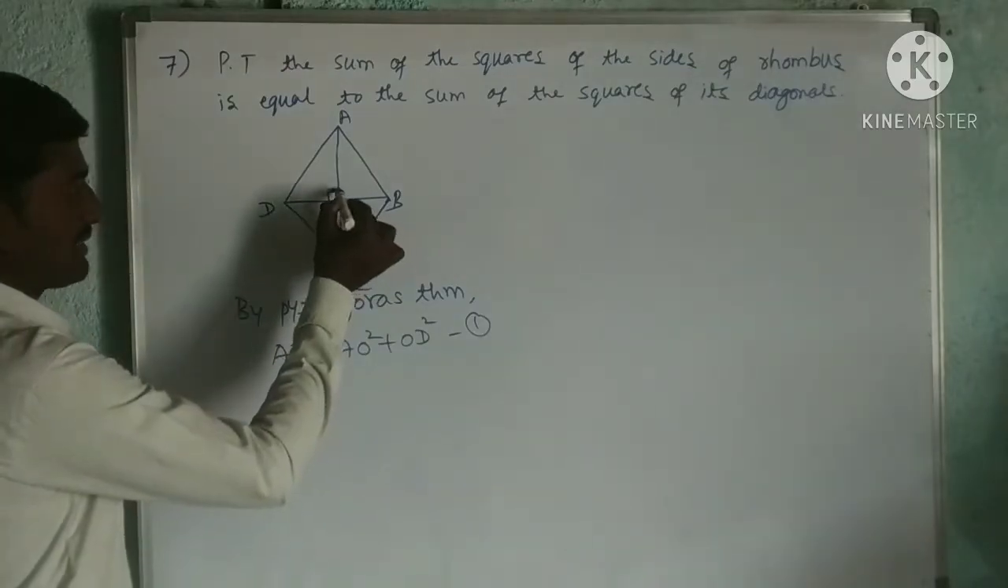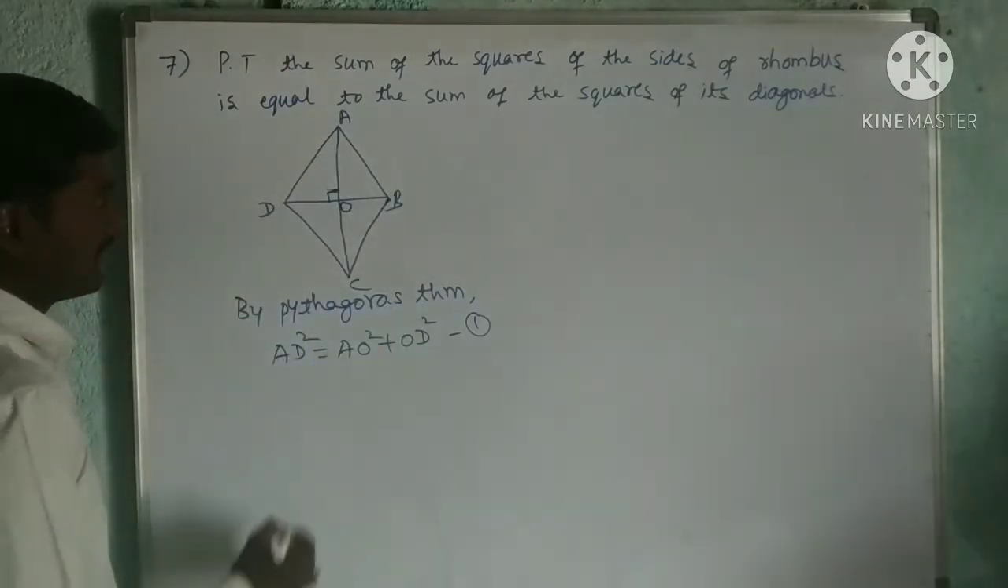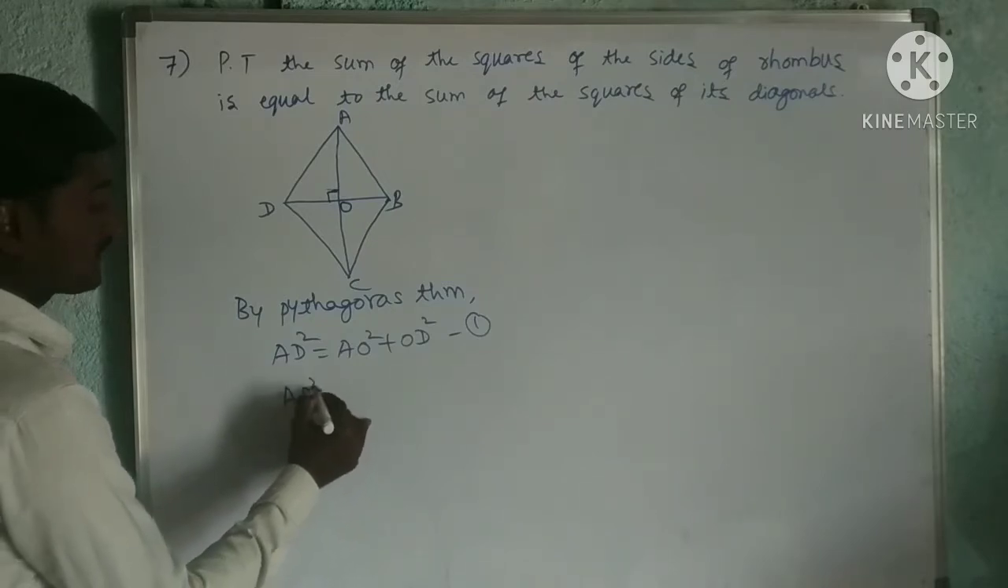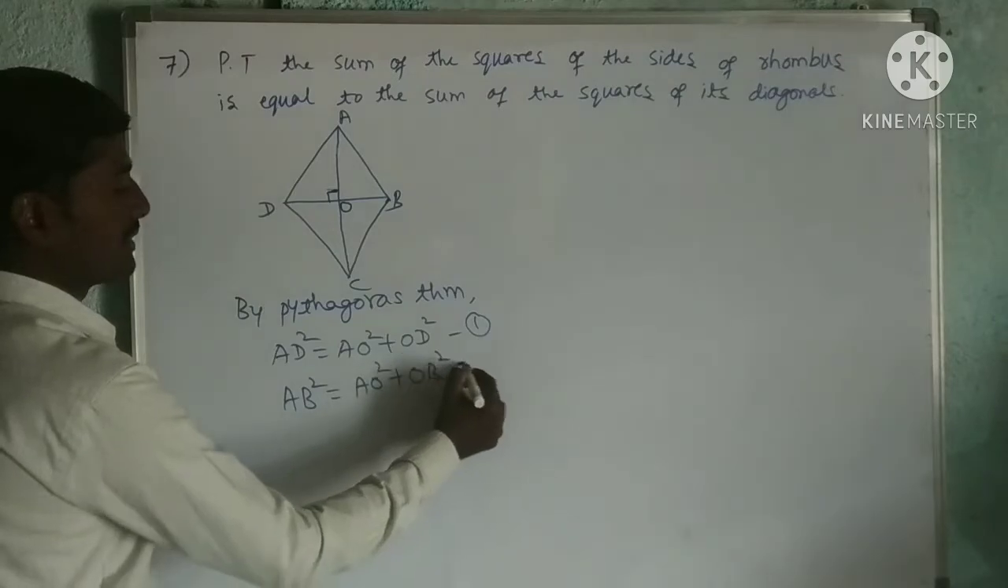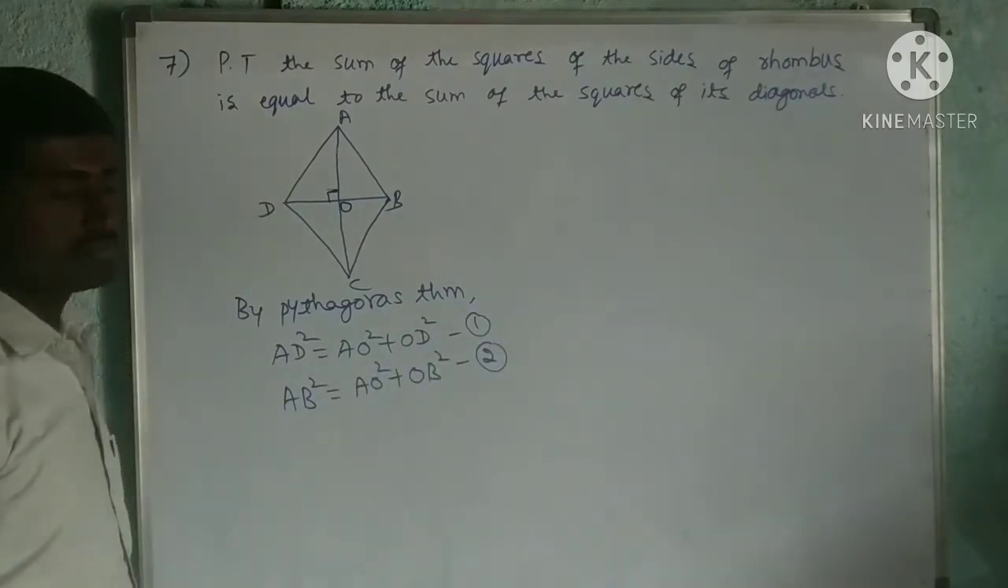Then I will go for this right angle triangle AOB. So there I can write AB square is equal to AO square plus OB square. This I will take as equation number 2.